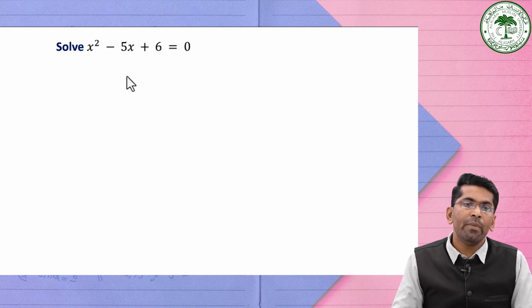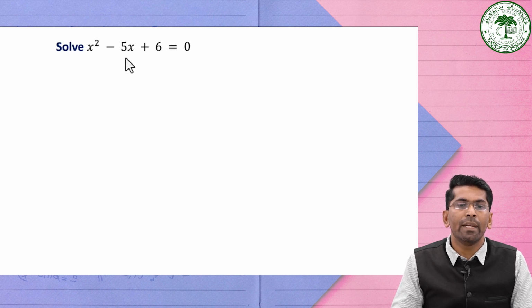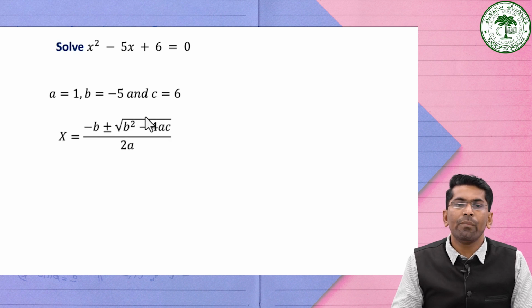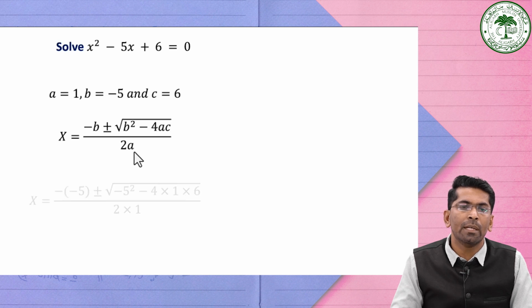See, we have a question here. We want to solve the quadratic equation x square minus 5x plus 6 is equal to 0. See here, the coefficient a is equal to 1, the coefficient b is equal to minus 5 and the coefficient c is equal to 6. So we have identified the coefficients. After that, we can directly apply the quadratic formula, which is minus b plus or minus root b square minus 4ac divided by 2a. We know what a, b, c are. We just want to substitute these values here. Then it will become minus (minus 5).